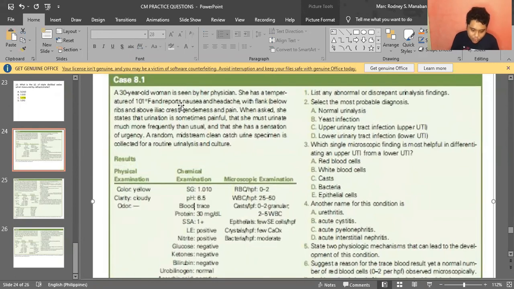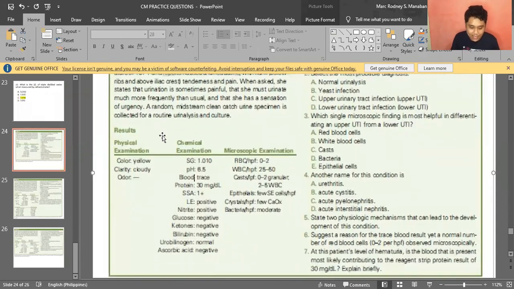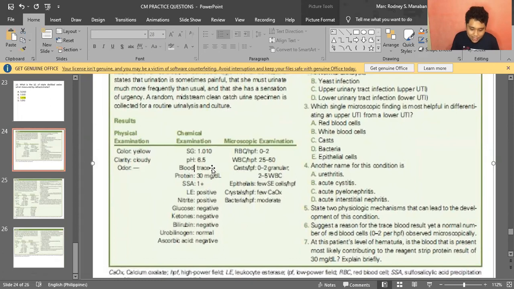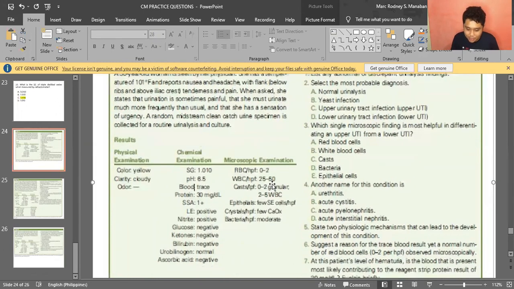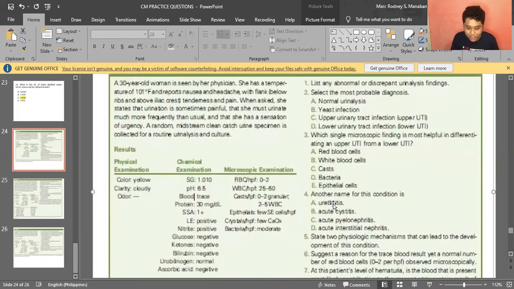So again, a 30-year-old female, with fever, tenderness and pain in her ribs area. Urination is sometimes painful and she must urinate frequently. Results, as you can see, blood is trace, protein is 30 mg per dL, SSA is positive, and LE is positive. Alright? Now, look at the microscopic. Look at the casts, they are WBC casts. So therefore, in number 2, what is the most probable diagnosis? There are WBC casts, and there is also moderate bacteria.